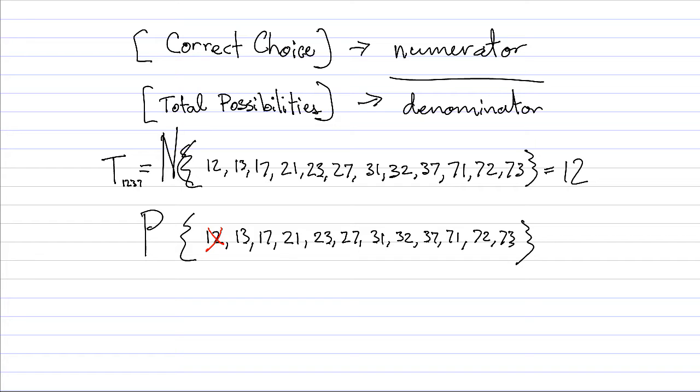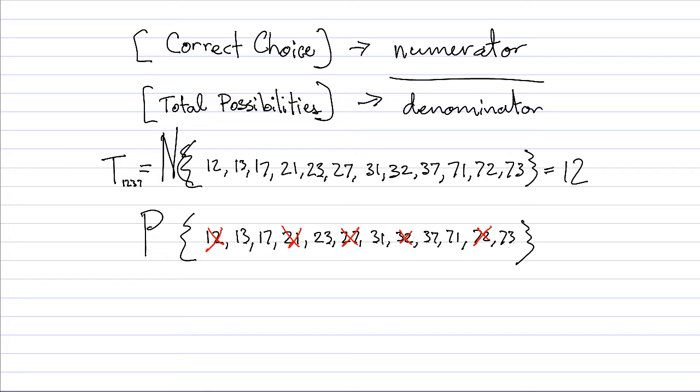13 and 17 are prime. 21 is not prime because it's got the factors 3 times 7. 23 is prime. 27 is not prime, 9 times 3. 31 is prime. 32 is not prime, 16 times 2. 37 is prime. 71 is prime. 72 is not prime. And 73, we'll clean up that 3 a little bit.